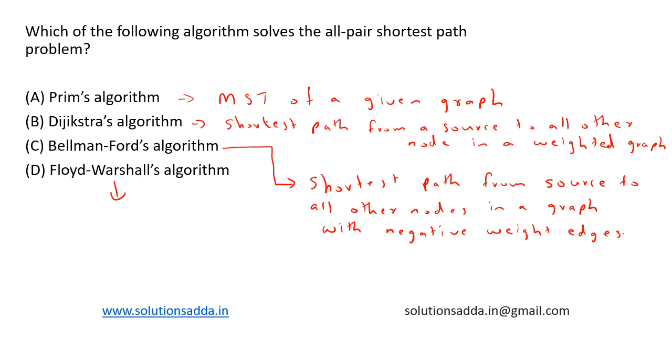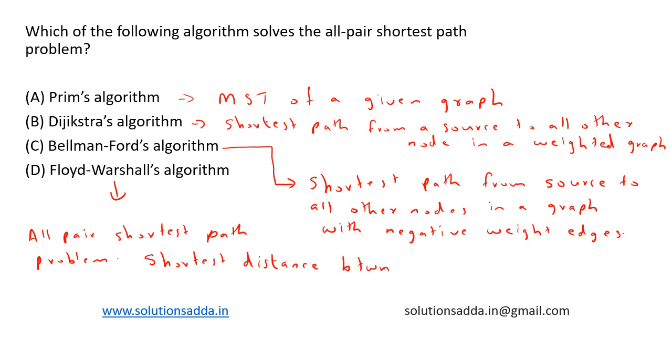And the final one is Floyd-Warshall algorithm. It is the all pair shortest path problem solver. It is used to find the shortest distance between every pair of vertices. All pair of vertices. So option D, Floyd-Warshall algorithm is the correct answer here.